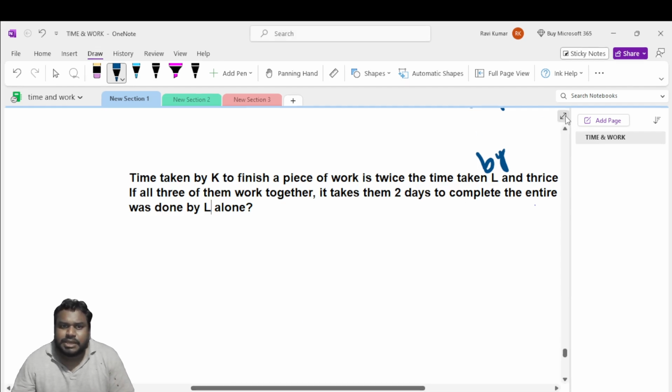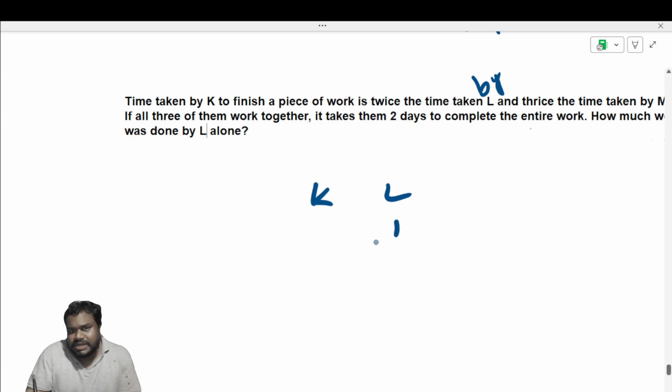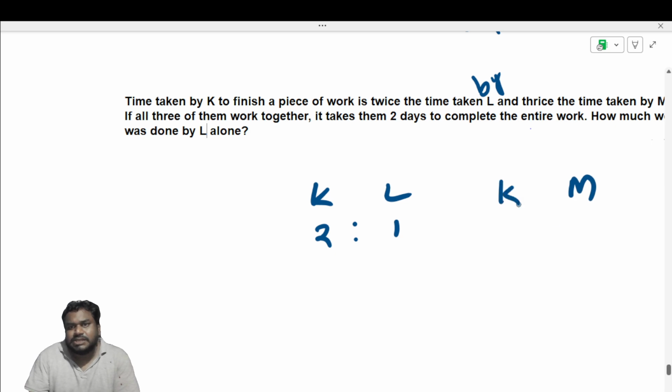The time taken by K to finish a piece of work is twice the time taken by L. So if I take L as 1, then K will be 2 because it is twice. And it is twice the time taken by M. So M is here and K is here, and if I take M as 1, then K will be 3. So 3 is to 1.